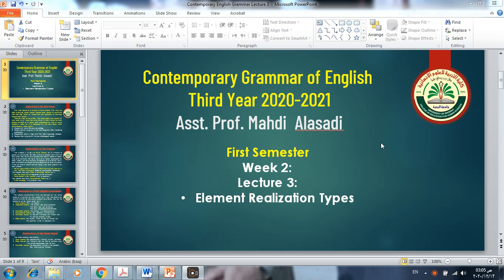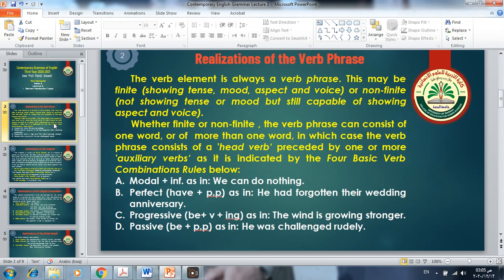Today's lecture is devoted to speaking about the different realizations of the basic sentence elements. We start with the most central element, which is the verb. The verb element is always a verb phrase.